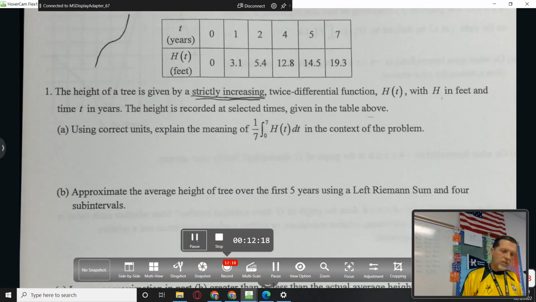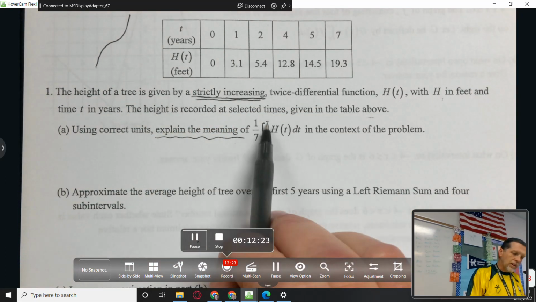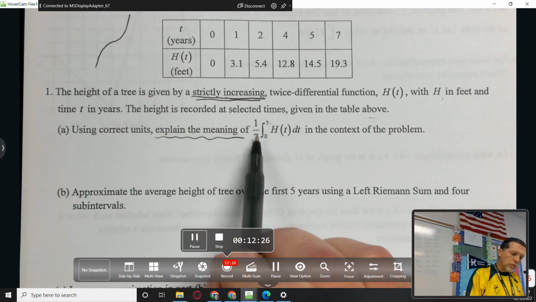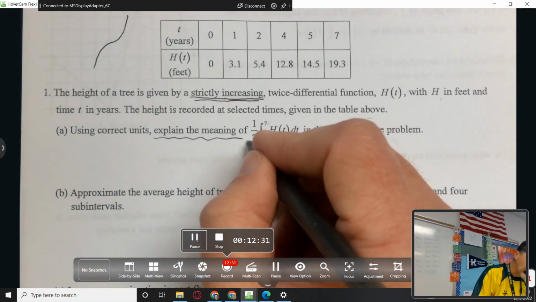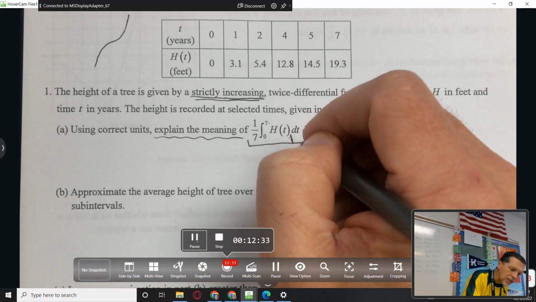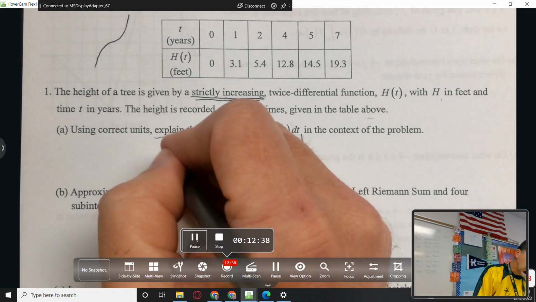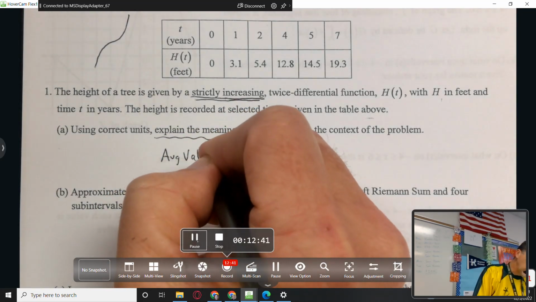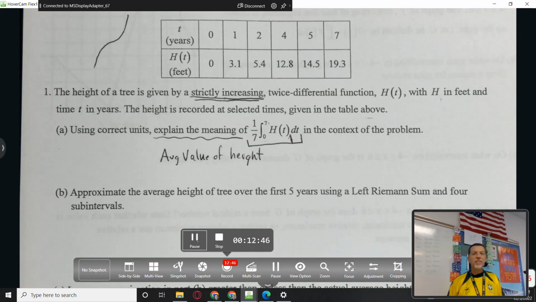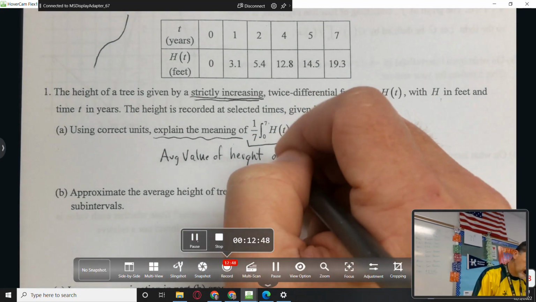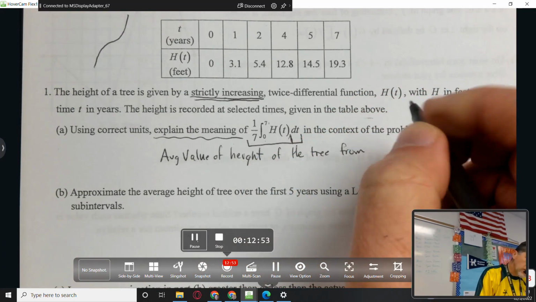Using correct units, explain the meaning of, here we go again with this explain the meaning of, the integral from 0 to 7 of 1/7 h of t dt in the context of the problem. So this is about recognizing what that is the formula of. Whoops, I need to include the dt there. That's an average value formula. So that's the average value of the height, or I guess we could just say the average height of the tree from 0 to 7 years.